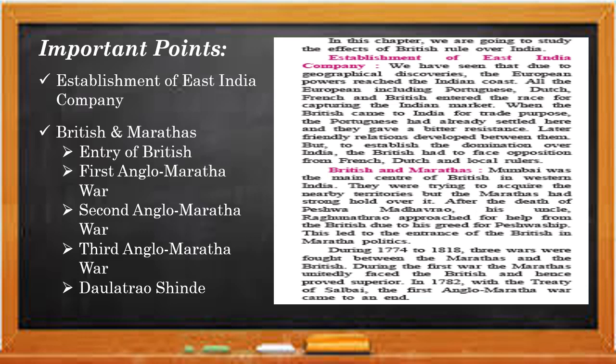The Second Anglo-Maratha War was held in 1802 as Bajirao II entered into the subsidiary alliance with the British and had a treaty of Bassein, that is Vasai. But the Second Anglo-Maratha War took place as some of the Maratha Sardars opposed this treaty. They did not like this treaty. But the Marathas were defeated by the Britishers in this second war.